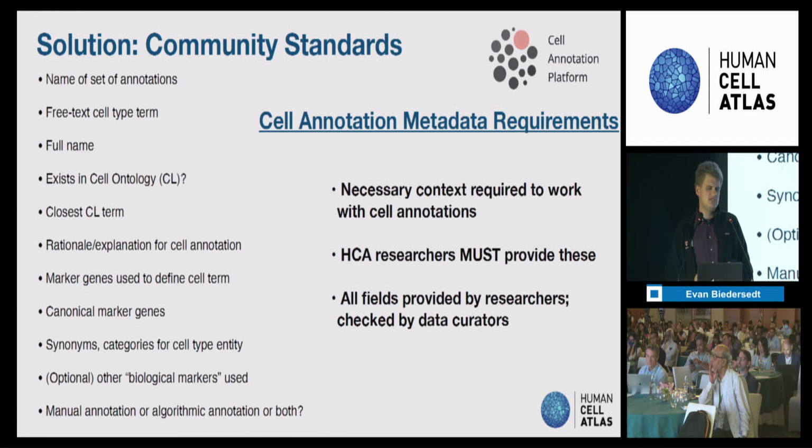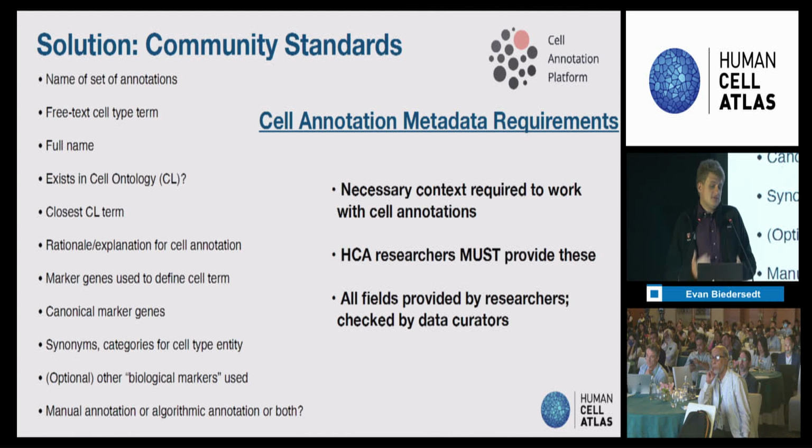Systematically collecting within the HCA things like the synonyms used to define those cells and various category terms, the more broad cell labels for these cell types, is something that, if you had this information, you would be able to do the analyses we want to do.